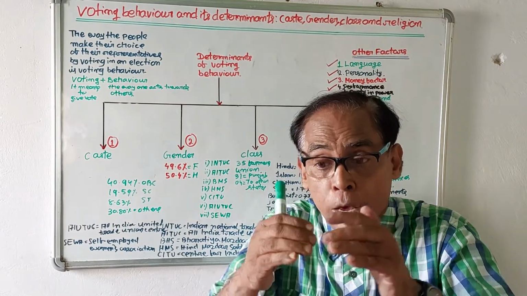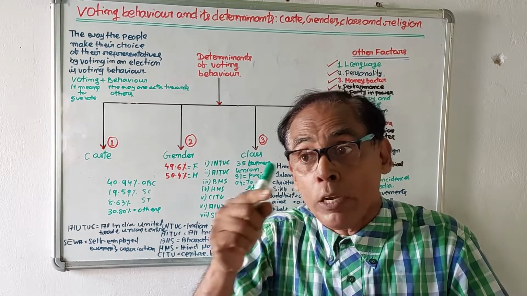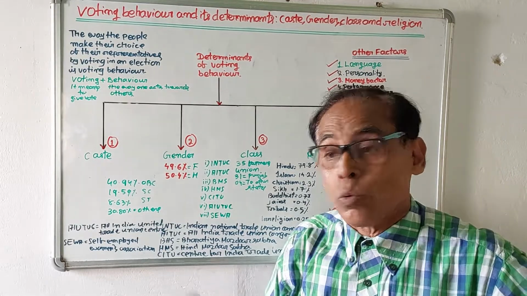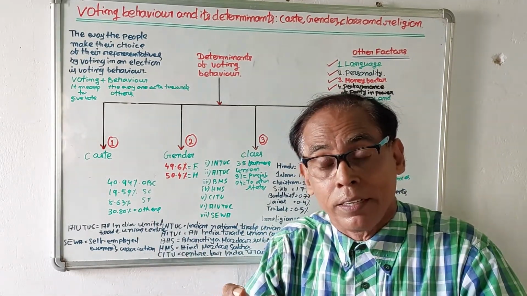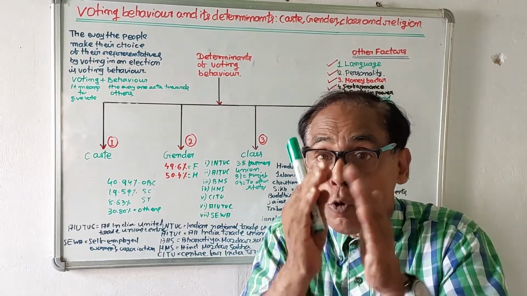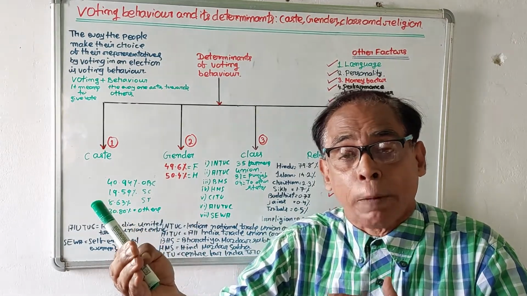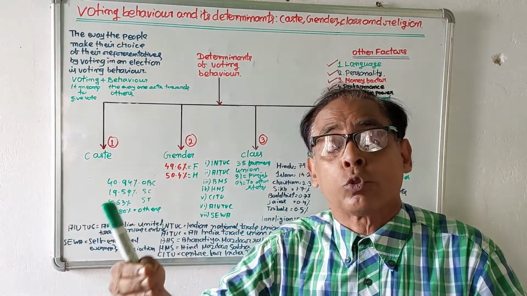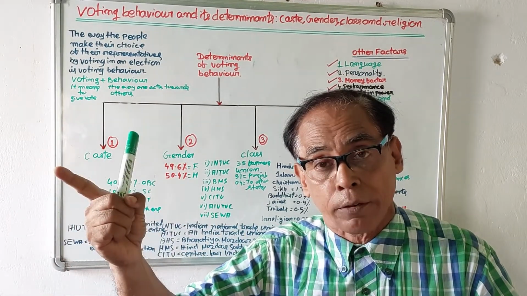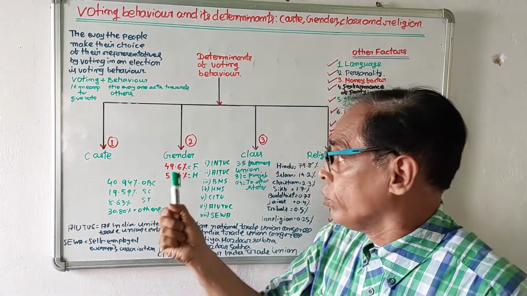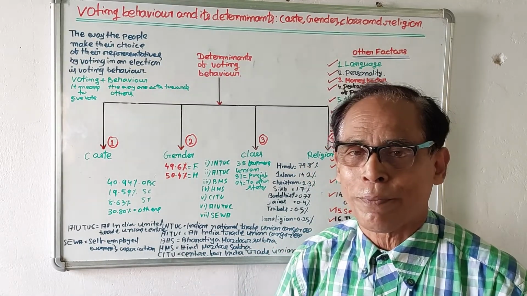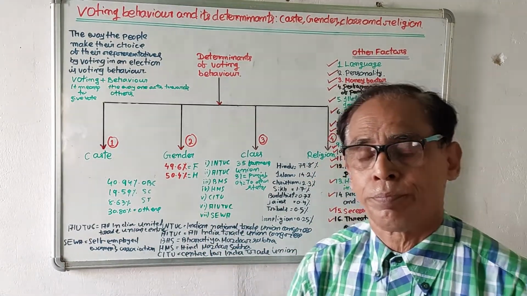So political parties, by framing women-oriented programs, try to attract women voters. So gender is also an important factor in determining the voting behavior. If women feel that a particular political party is giving importance to women-oriented programs, definitely they will cast their vote in favor of that candidate, that political party. So gender is also an important factor which determines voting behavior.